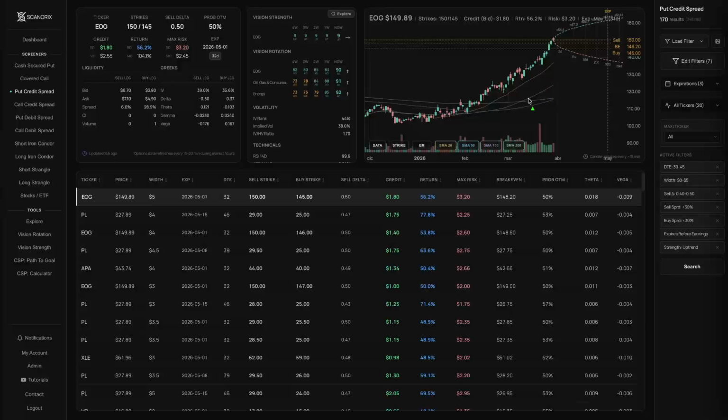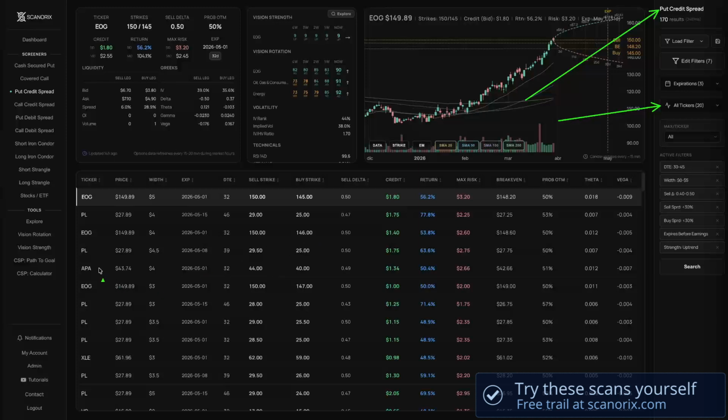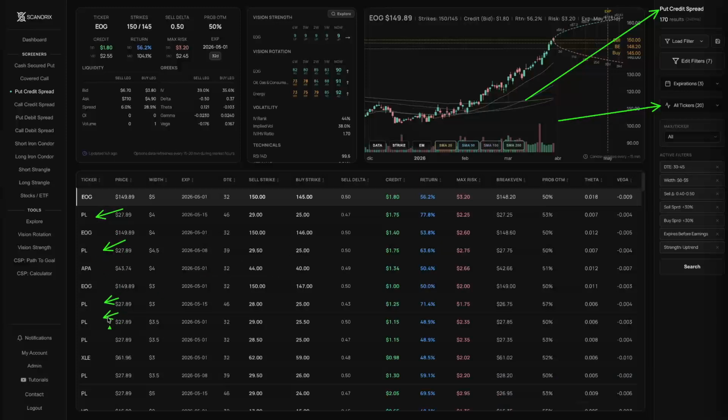Now, as we can see here, it gives us 170 different results for 20 different tickers. That means that there are tickers that give several results, like in this case, we can see here, PL. Something important we can do here is filter, so it only shows us one ticker per result. How do we do that? If we go here to max ticker, I am going to set it to only one.